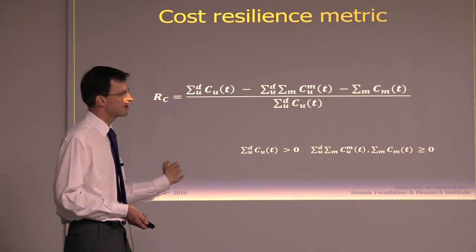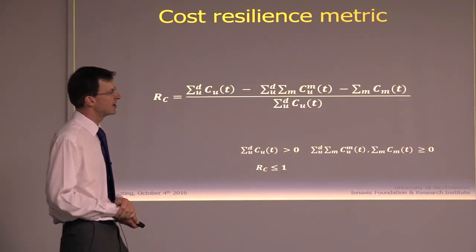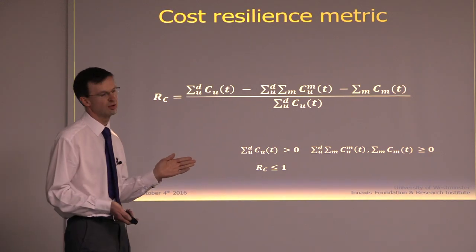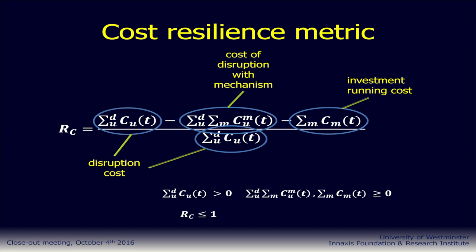Subject to these constraints, all of these terms basically have to be greater than zero, you end up with resilience metrics which are less than or equal to one. One means you have a perfect resilience, and zero means it's not very good at all. And you'll see the numbers we produced at the end of the presentation.